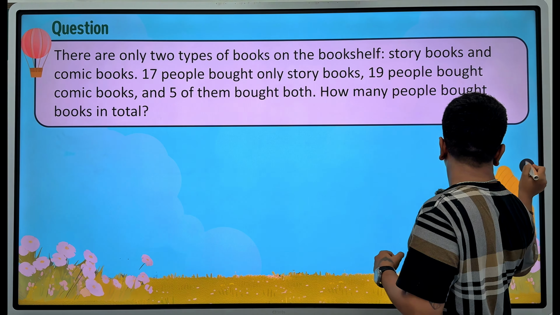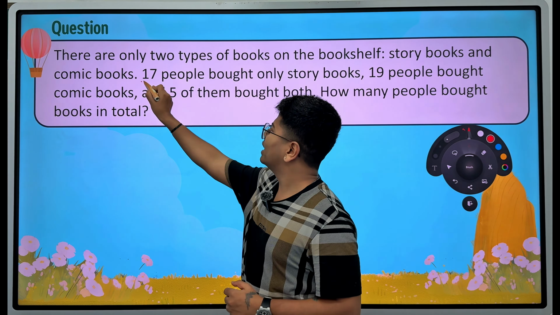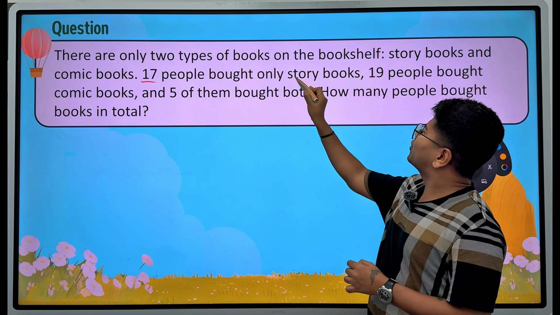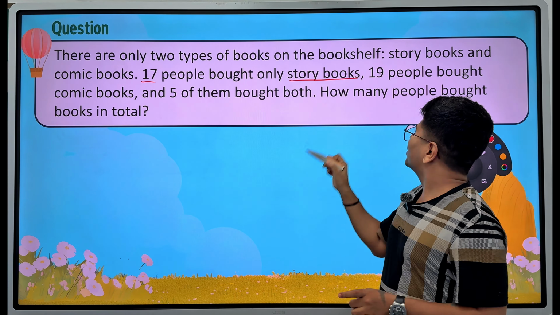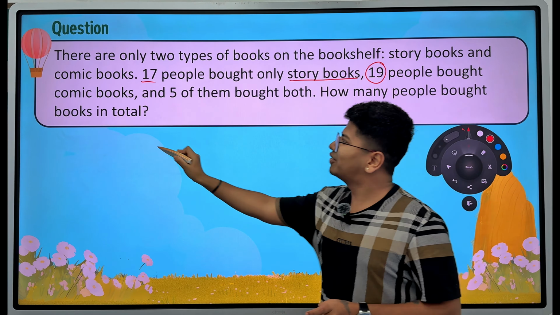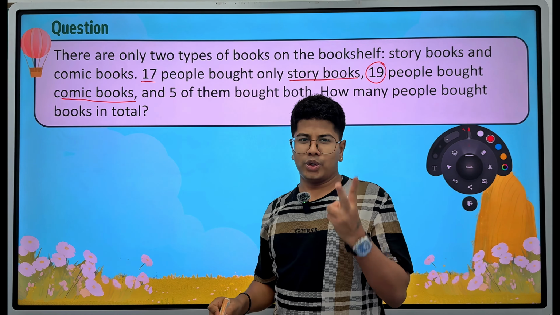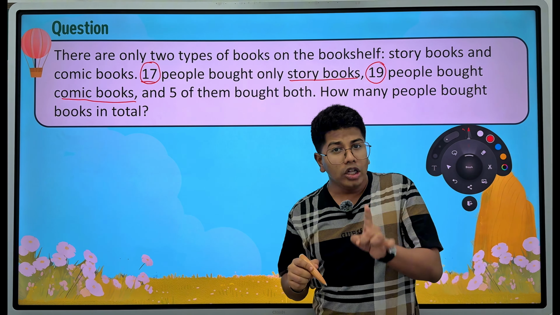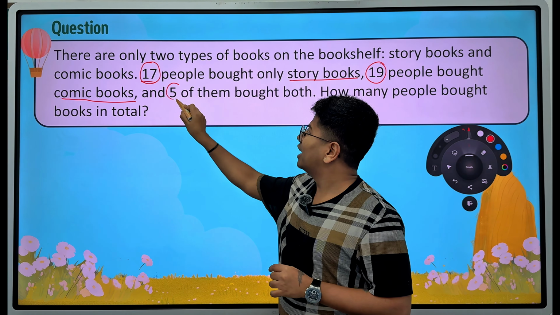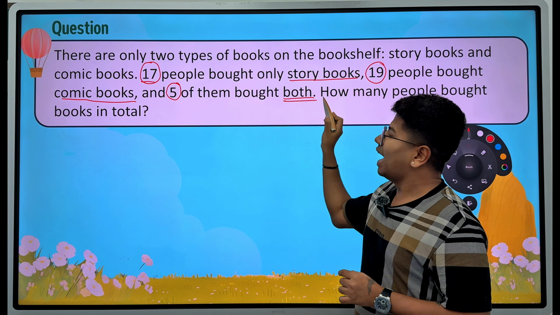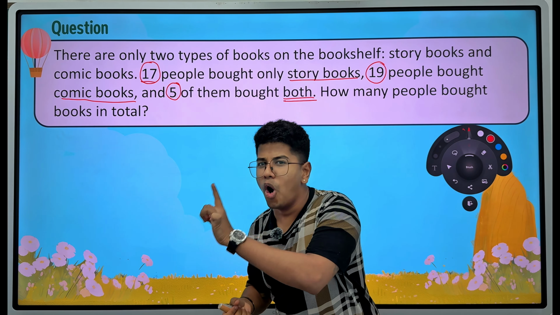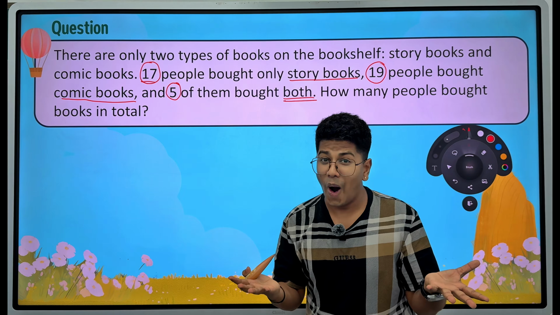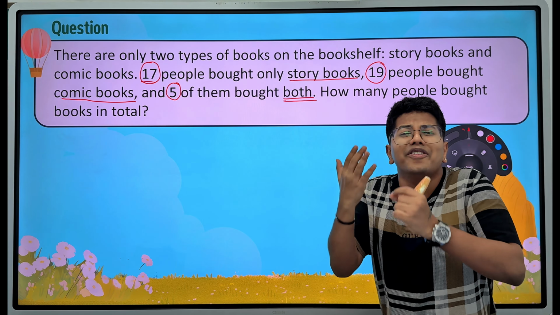In our question also, here there is 17. Now this 17 is for storybooks. Also there is 19. This 19 is for comic books. So there are two values, that is 17 and this 19. Also there is a 5 that represents both. And whenever the question says both, what should we draw? Perfect, we should draw the Venn diagram.